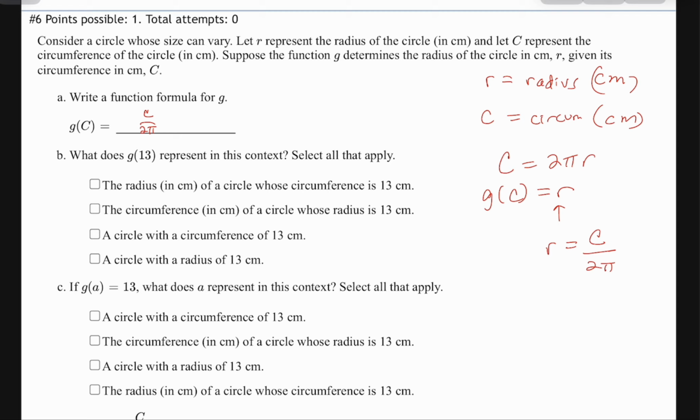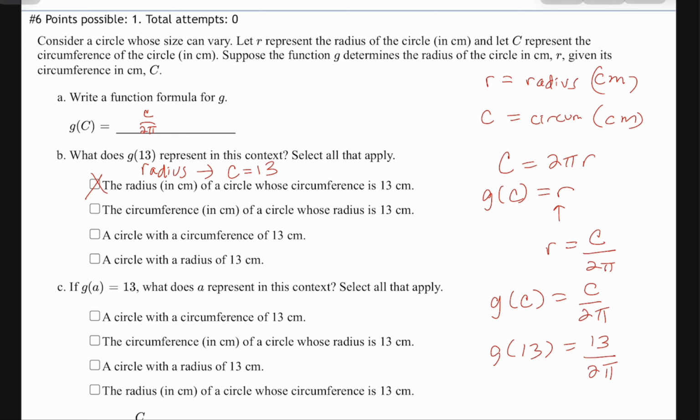So g of 13, okay, so we know g of c equals c over 2 pi. So g of 13 means when the circumference is 13, the radius would be whatever that 13 divided by 2 pi is. So this is the radius when the circumference equals 13. So that would be this first one here.